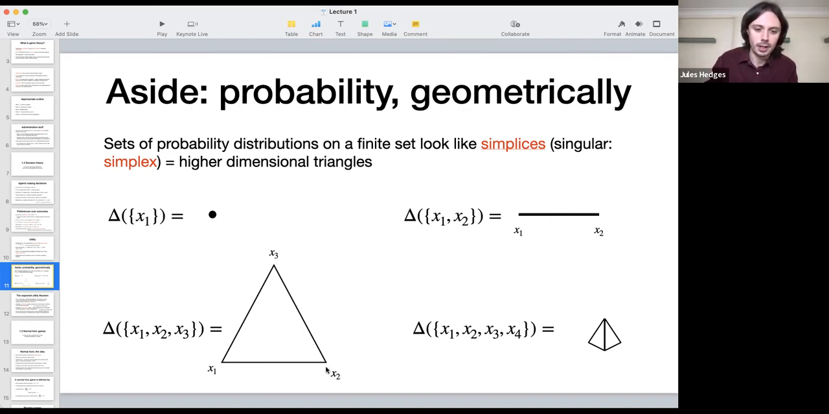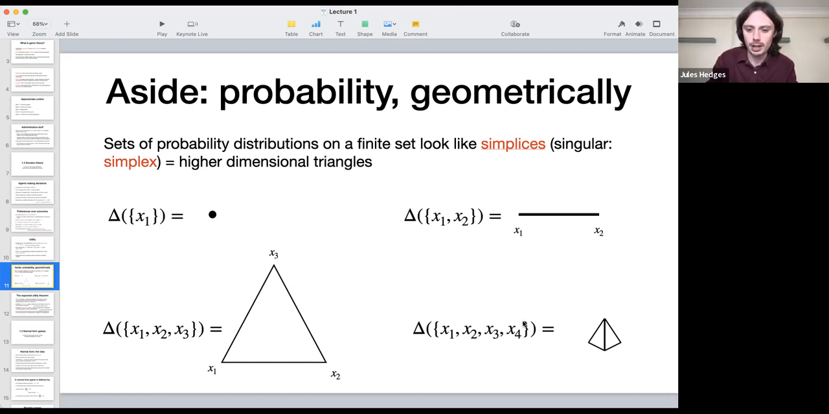If we have three outcomes, then we can draw these as a triangle. So here we have do x1 with probability 1. Here we have do x1 with probability 1/2 and x2 with probability 1/2. And here in the middle, we have do all three things with equal probability. So all the points inside this triangle represent different weightings of these three things.